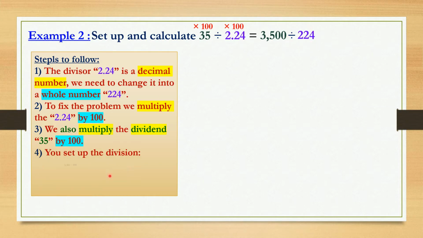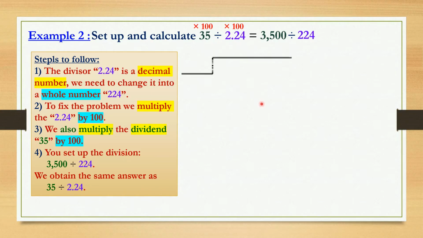We set up the division 3,500 divided by 224. We obtain the same answer as 35 divided by 2.24. Let's set up this division. Here the divisor is a 3-digit number. 350 is greater than 224, we take it. And to estimate the quotient here, when the divisor has 3 digits, we need to hide the 1s and the 10s. We hide 2 digits. And we do the same in the dividend. So we hide the 50 and the 24.